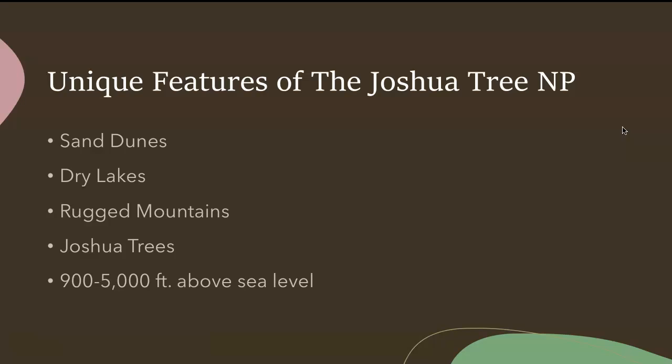The rugged mountains also help the environment's organisms survive and stay away from some of the predators in this ecosystem. The ecosystem varies from 900 feet above sea level to 5,000 feet above sea level, having massive valleys and very tall peaks to their mountains.